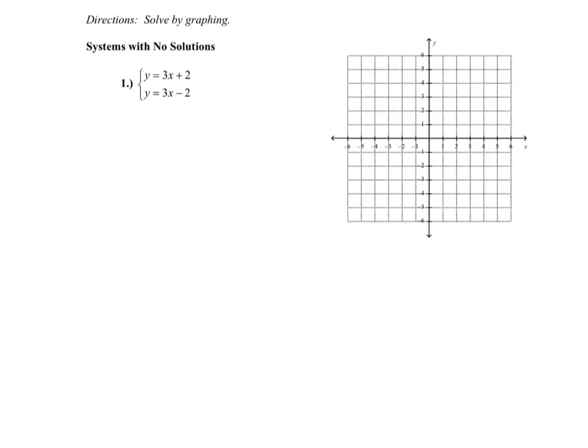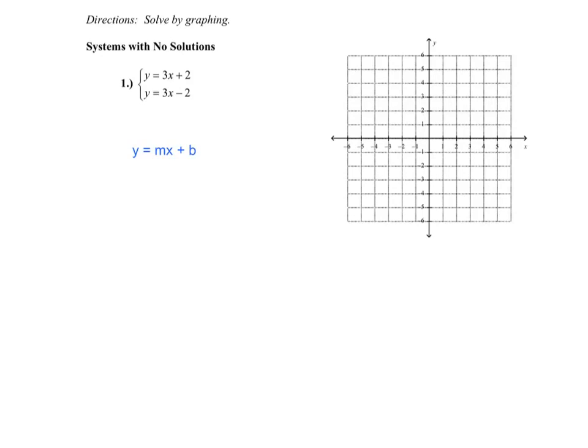Let's look at example 1. Let's read our directions. We want to solve by graphing, and this is a system of equations with no solution. We have y equals 3x plus 2 and y equals 3x minus 2. First, what do we notice about both of these equations? They're both in slope-intercept form, y equals mx plus b.